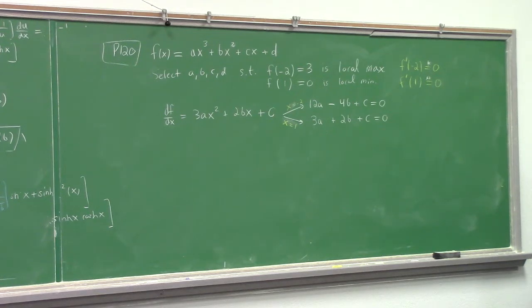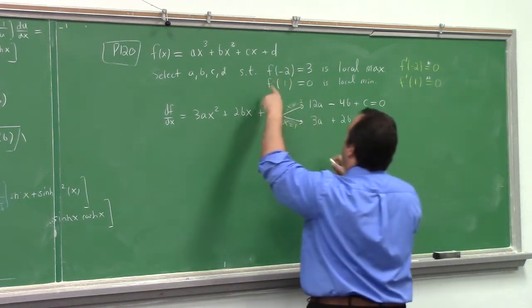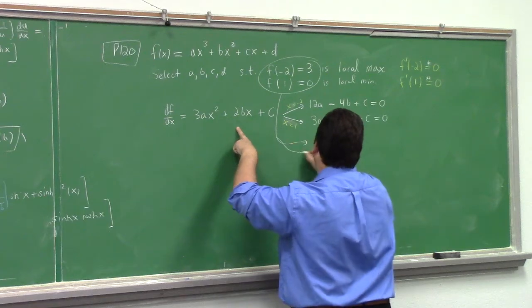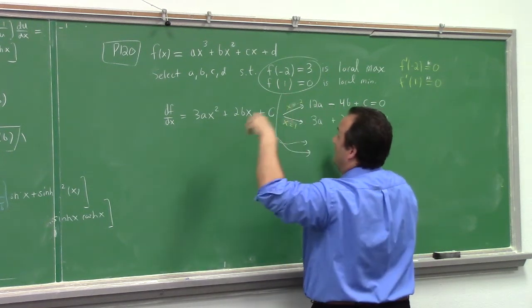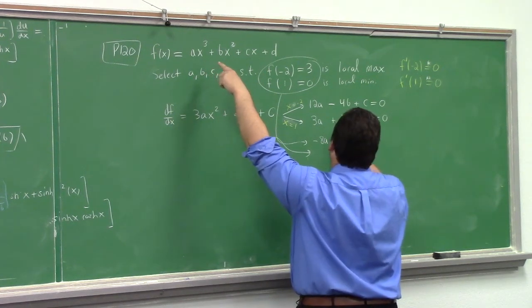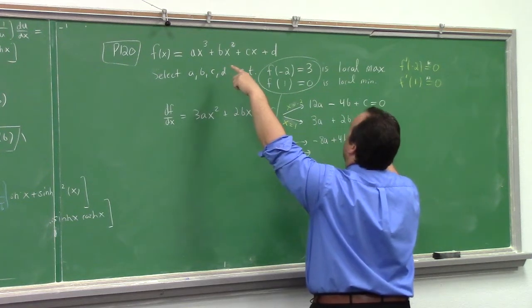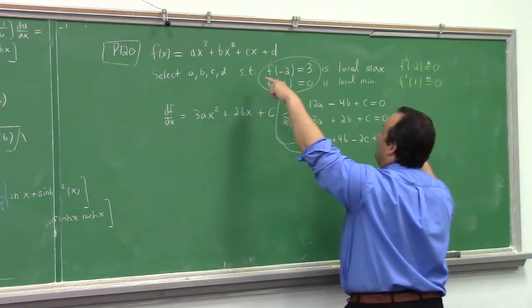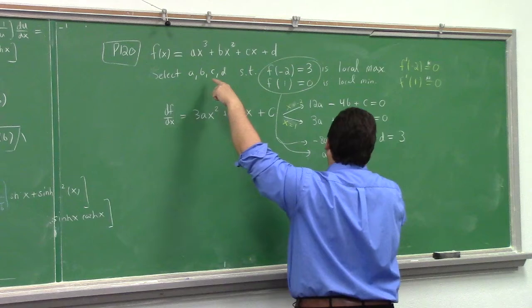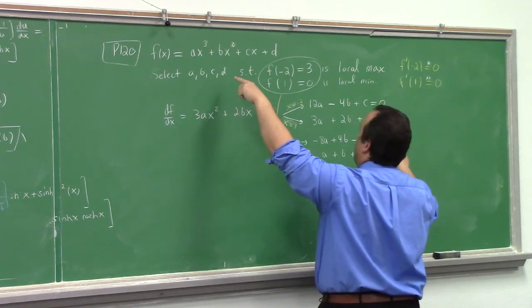What else do we know? Ooh, we know f of minus 2 is 3, and we know that f of 1 is 0. So we also know these two things, right? I'm plugging them into f. f of minus 2 is minus 8a plus 4b minus 2c plus d equals not 0, but 3. And f of 1 is a plus b plus c plus d, which is equal to 0.